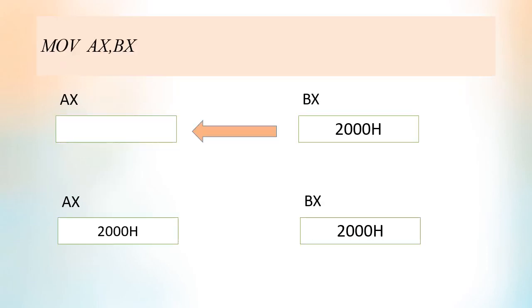Now let us consider an example, MOV AX, BX. So here the value of BX will be copied to AX. In this example, the value of BX is 2000H. After the instruction execution, AX also will become 2000H.